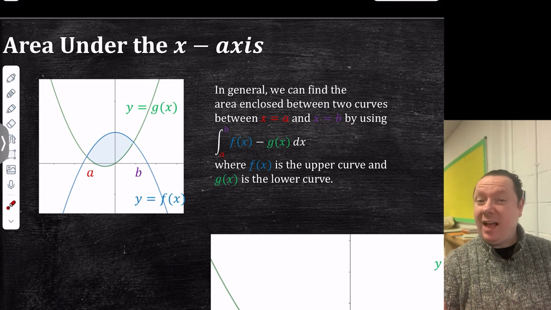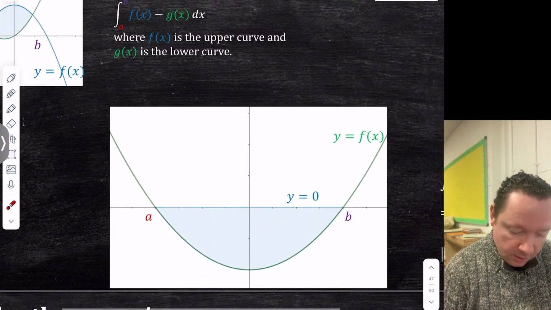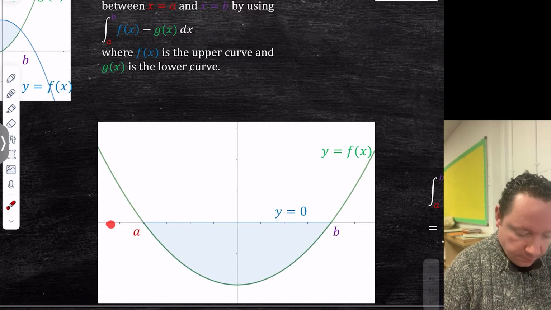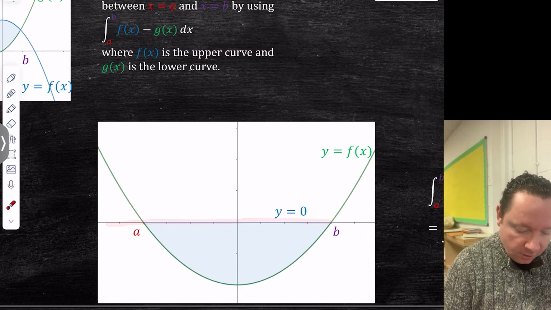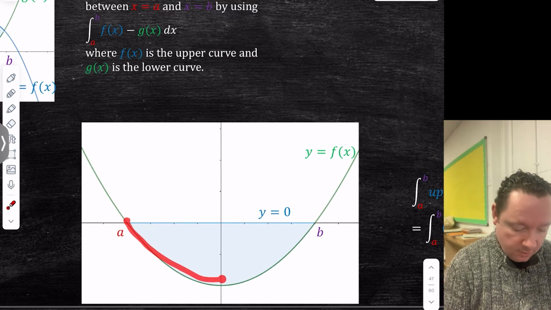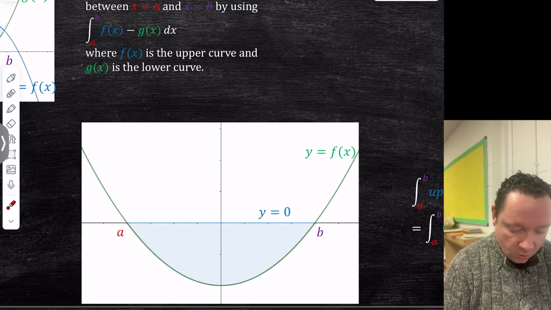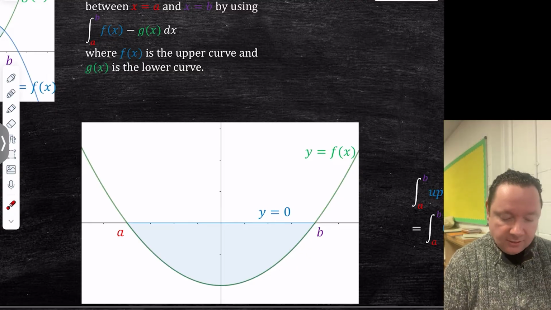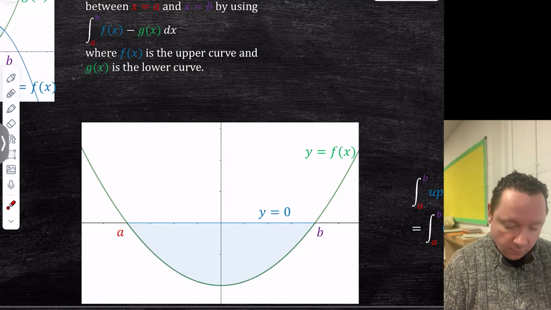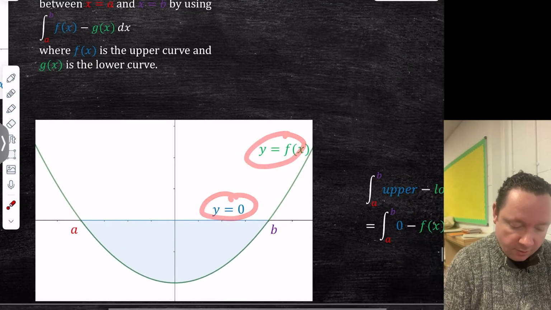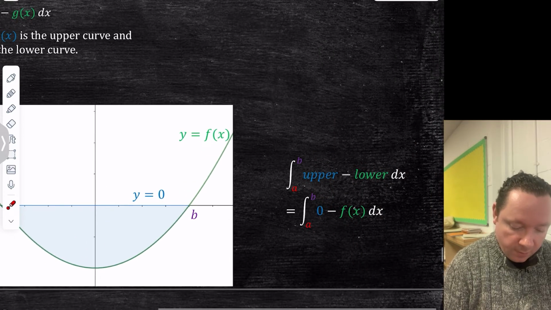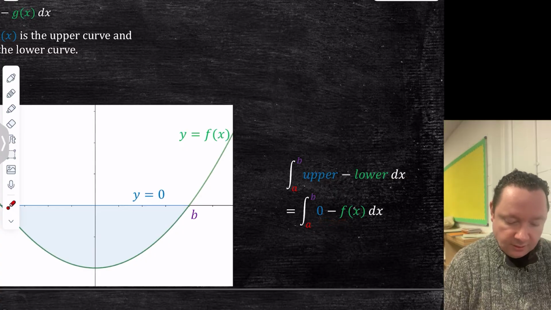But we can consider the axis basically as a curve. If we want to do this one here, we need to do the integral between this curve, this line, minus that one because that's below it. So the x-axis equation is y equals 0. So it's y equals 0 minus whatever f of x is. So you just do upper minus lower, 0 minus f of x.